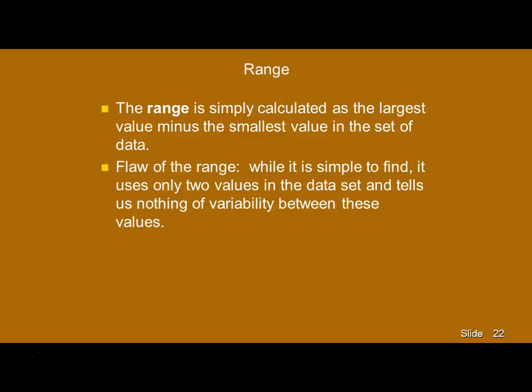Most of you already know how to calculate a range. It's simply the difference between the largest number and the smallest number in the set of data. A couple of flaws to the range. By using only two numbers, it ignores variability between those two numbers. I could have two classes that on an exam had the exact same range of scores. Maybe the highest score was 90 and the lowest score was 60 for a range of 30 points. But that doesn't tell me that the variability between those numbers would be the same for the two classes. So by focusing on only two numbers, it has some severe limitations.